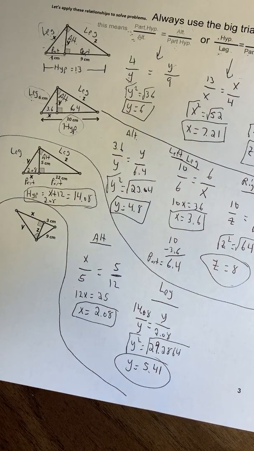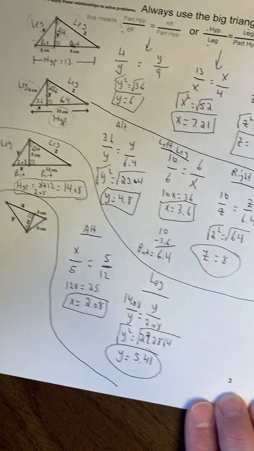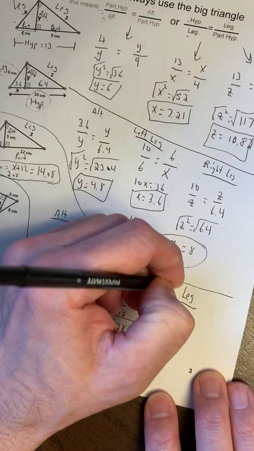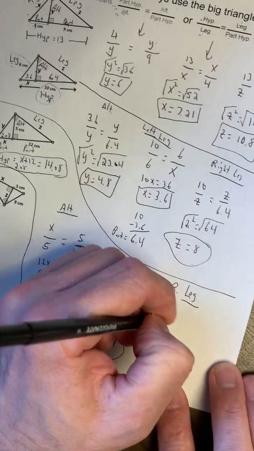So it's 5.41. I got that. Let's do the other leg. Here, this is the left leg. This is the right leg. The right leg is Z.